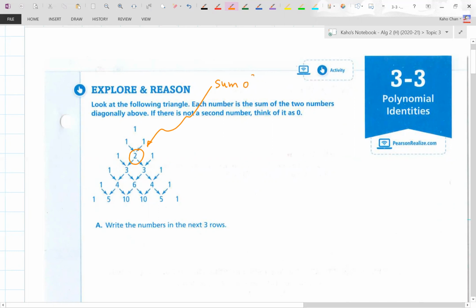So it's the sum of the two numbers above. This pattern is named after Pascal. And famously, this is called Pascal's triangle. Now follow along here.